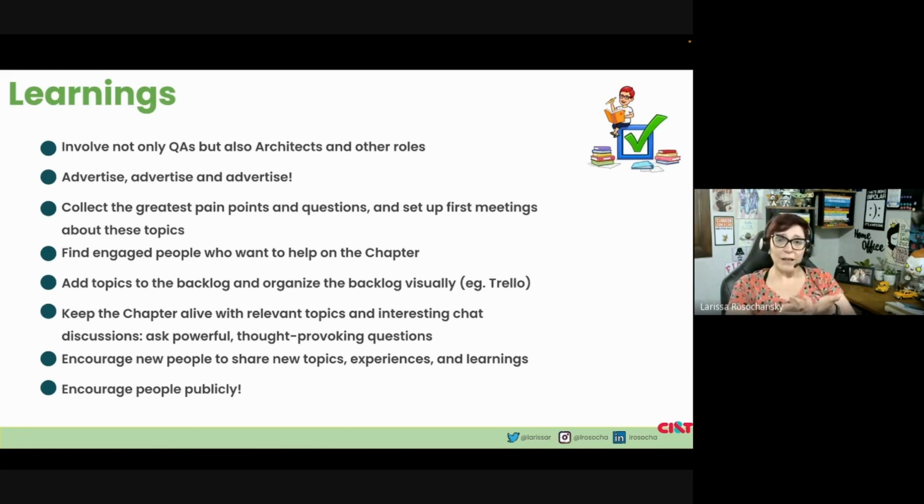Add topics to the backlog and organize visually with Trello or something like this. Keep the chapter alive with relevant topics and interesting chat discussions. Sometimes you'll see that the chat has been silent for too long. Ask powerful, thought-provoking questions. Get an article that you have seen or bring something, maybe from Test Automation University or some conference, but always keep feeding the chat if you see it going silent. Encourage new people to share new topics, new experiences, and new learnings.